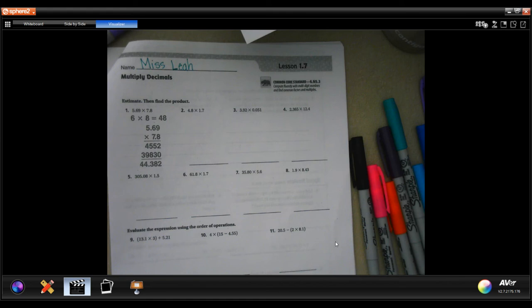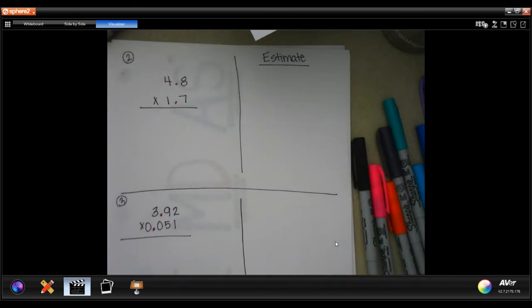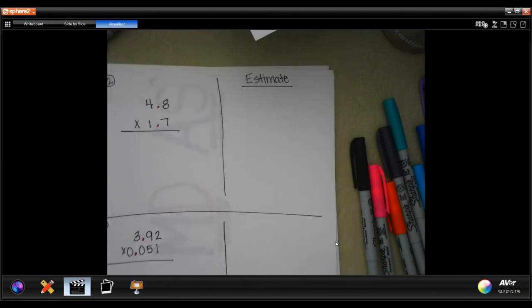Hi guys, this is sixth grade, chapter 1, lesson 7. We're going to be multiplying decimals today. I have gone ahead and rewritten some of the problems onto printer paper. It's a little bit easier for us to work and have some room. Okay, you guys can see what it is that you're supposed to be doing.